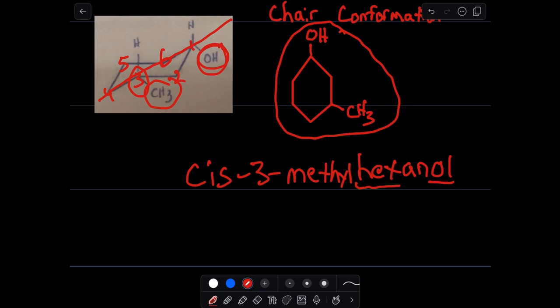Now, let's just say that the methyl group here was on top, opposite of this alcohol. It would be what you call a trans, and we'll try to work a problem like that as well. And all cis means is that these functional groups are on the same side. We're talking about functional groups only, not the hydrogens. So if the methyl was up here, this will be a trans.